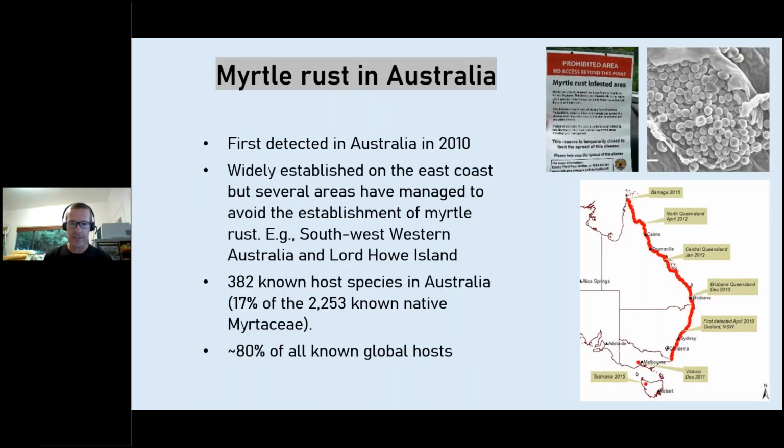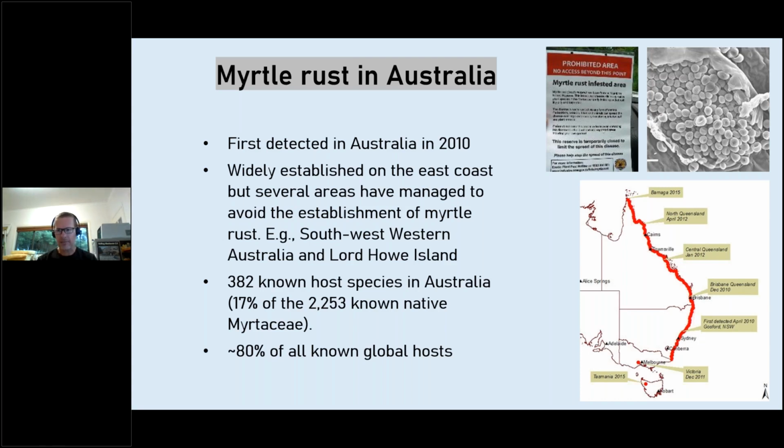So Myrtle Rust was first detected in Australia in 2010. It's now widely established on the east coast, but there are several areas that have managed to remain Myrtle Rust free. So southwest Western Australia, Lord Howe Island are two examples. So that means in Australia, the response is not just managing impacts from Myrtle Rust. In some of those locations, it's still about biosecurity and early detection and containment.